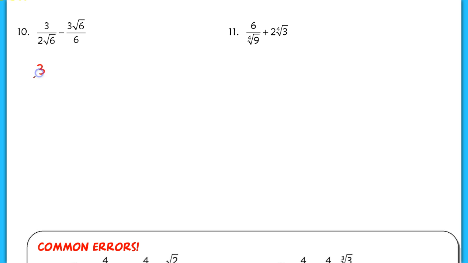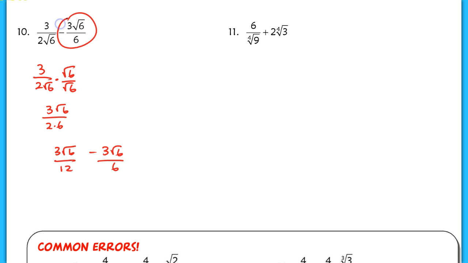So I'm going to multiply that first fraction here by root 6 over root 6. Okay, and then that's going to simplify to 3 root 6 over 2 times 6, which is just 12. So I have 3 root 6 over 12 minus 3 root 6 over 6. So that's the second fraction here. Now, this is much easier to deal with. The common denominator here is going to be 12, so now I have to manipulate that fraction by multiplying by 2 over 2. So I have 3 root 6 over 12 minus 6 root 6 over 12, and that's going to give me negative 3 root 6 over 12. Which will simplify to negative root 6 over 4.